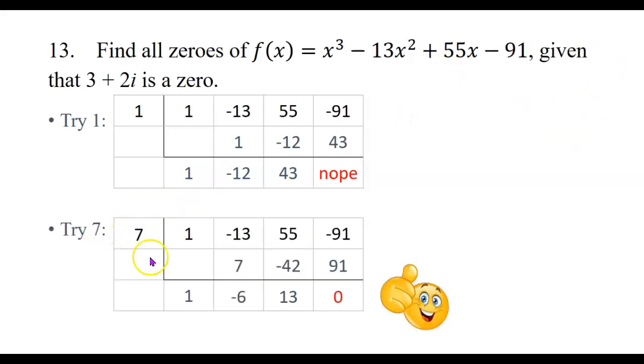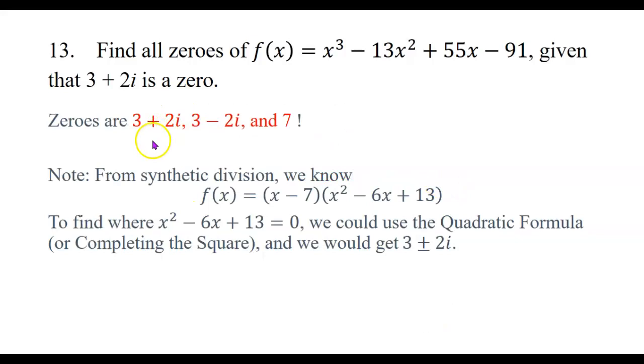But let's try 7. Bring down the 1, 7 times 1 is 7. Negative 13 plus 7 is negative 6. 7 times negative 6 is negative 42. 55 plus negative 42 is 13. 7 times 13 is 91. Negative 91 plus 91 is 0. That worked. So that third zero is 7. Now we know the zeros: 3 plus 2i, 3 minus 2i, and 7.